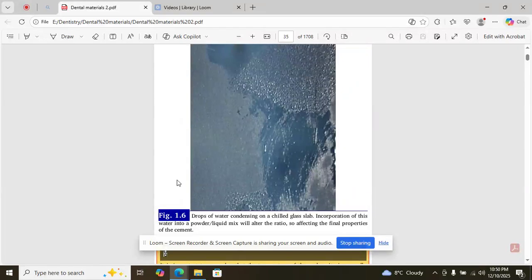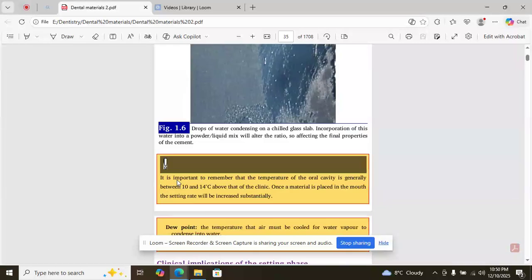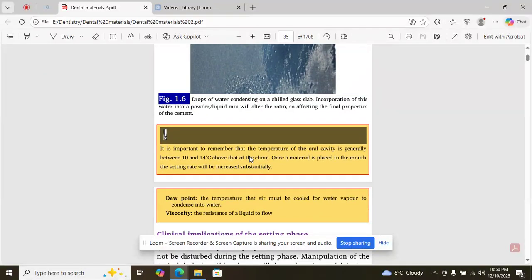Drops of water condensing on a chilled glass slab. Incorporation of this water into a powder-liquid mix will alter the ratio, so affecting the final properties of the cement. It is important to remember that the temperature of the oral cavity is generally between 10 and 14 degrees centigrade above that of the clinic. Once a material is placed in the mouth, the setting rate will be increased substantially.